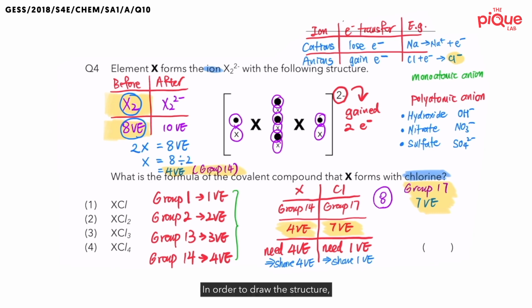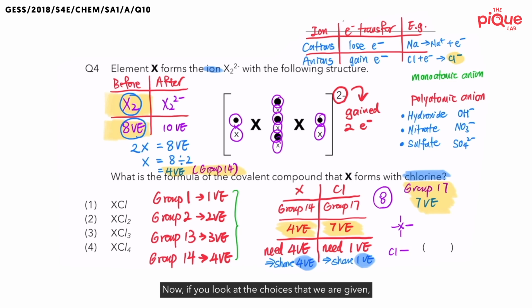In order to draw the structure, you can pretend that these 4 electrons that X share are like the hands of X. So this is as good as saying you have X with 4 hands. On the other hand, for chlorine, since it shares 1 valence electron, therefore it has got only 1 hand.